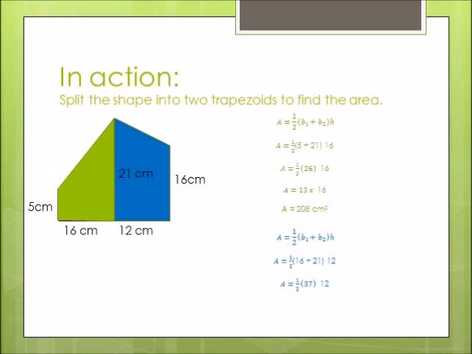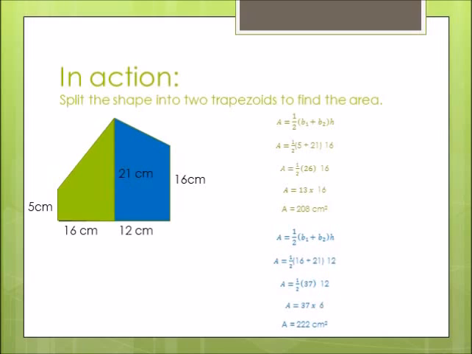Now this time, half of 37 is going to give me a decimal. Half of 12 is going to give me a whole number. So I'm going to do half of 12, which is 6. Okay, and then 37 times 6 is 222 square centimeters.